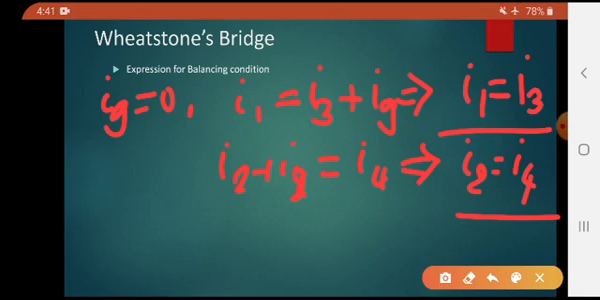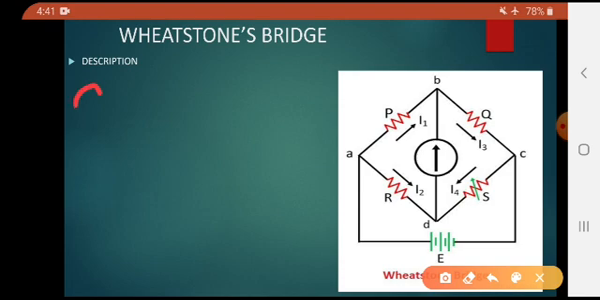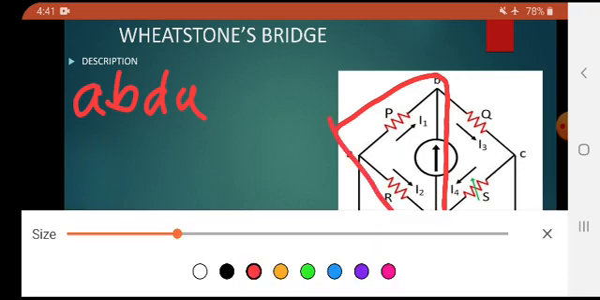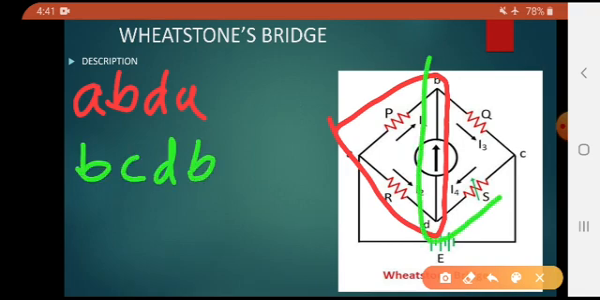Now we have to apply Kirchhoff's second law, or loop law, to the bridge. Here we have two loops. See this, A, B, D, A is one loop, and B, C, D, B is another loop.